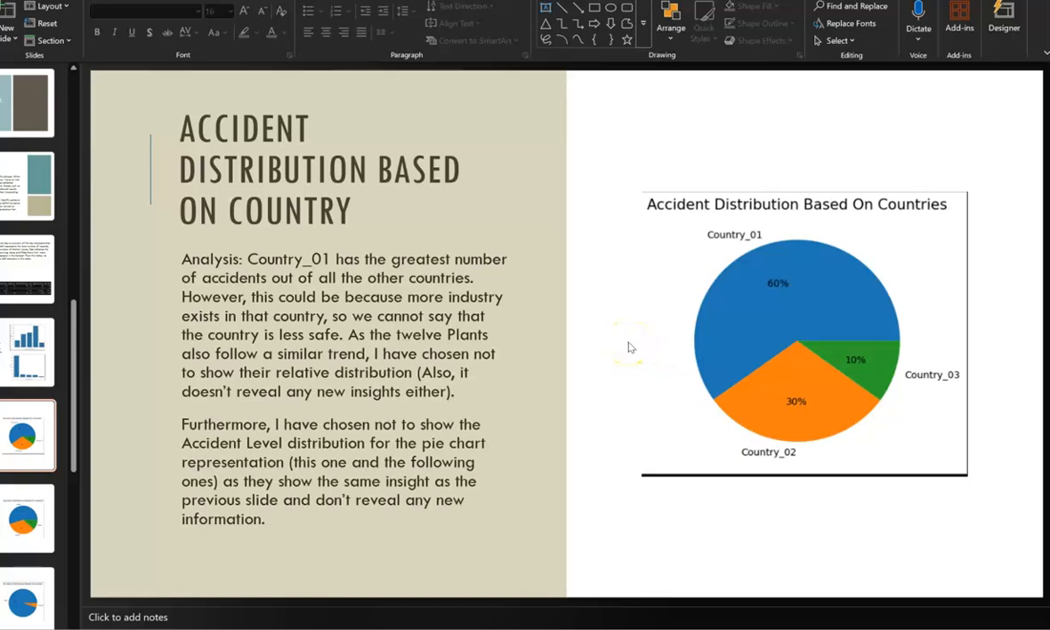Accident distribution based on country. Country 1 has the greatest number of accidents, but this could just be because there's more industry in that country. This is purely numerical, so we cannot say for sure that the country is less safe. As for the 12 plants, they also follow very similar trends, where a few of them dominate over the others. But again, we don't know, maybe the plant is bigger than the other plants, and so on. So what we're saying is that the number of accidents in a country may not be related to the actual safety output of that country. It could be because there's more industry in that country.